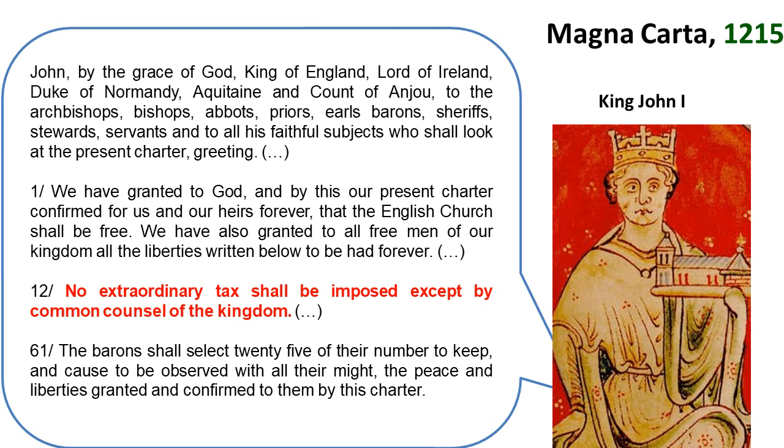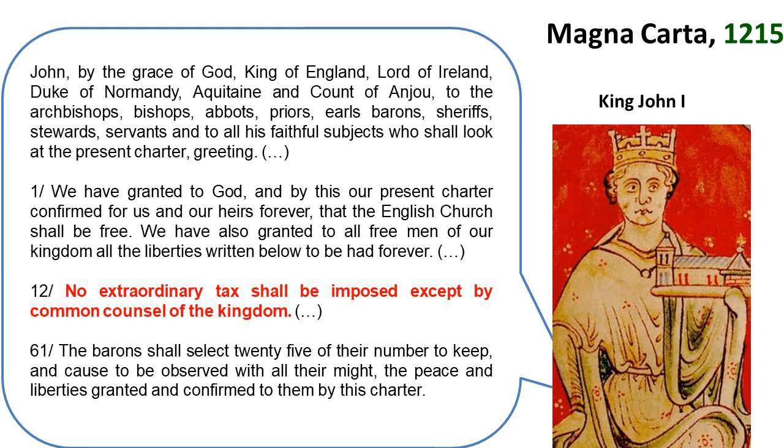What they wanted to do, they wanted to have a say regarding taxation. They wanted to accept, they wanted to give their consent to taxation. And so consequently they wanted a limitation of the king's power, and they wanted to have some political influence. Okay? It is the meaning of this article number 12.